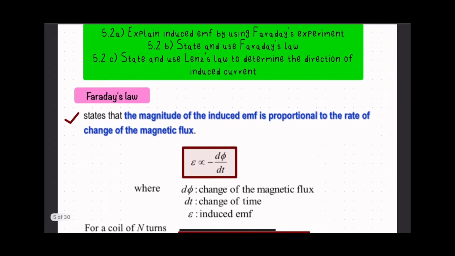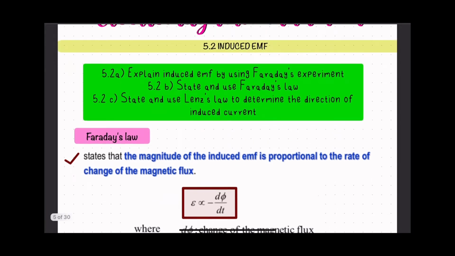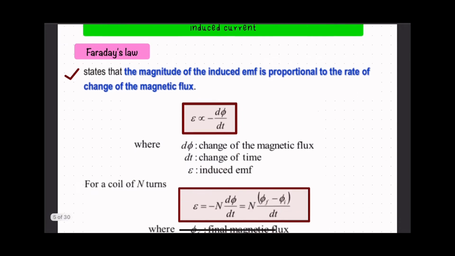So first thing first, sebelum kita explain induced EMF by using Faraday's experiment, you have to know what is Faraday's law. Inside this subtopic induced EMF, we consider two laws. First is Faraday's law and second one is Lenz's law. Faraday's law states that the magnitude of the induced EMF is proportional to the rate of change of magnetic flux. By mathematics we can write induced EMF is directly proportional to negative d flux per dt.